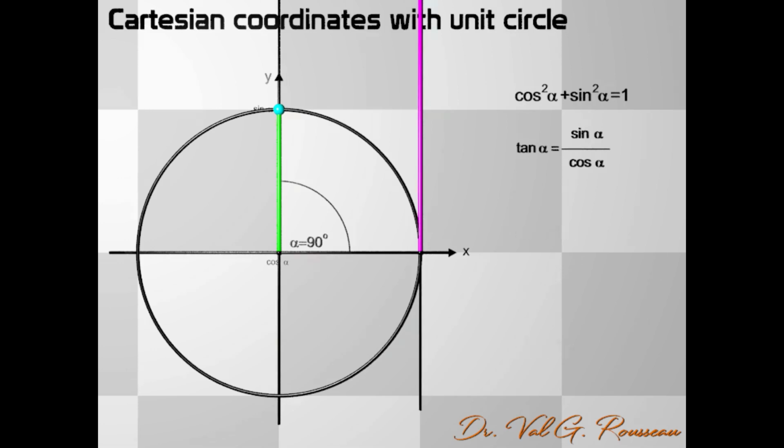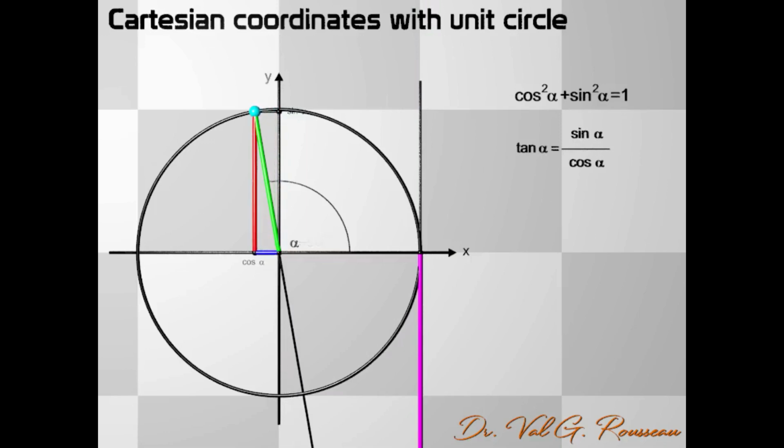Let us increase slightly the angle and look at what happens to the tangent. It suddenly jumped from positive infinity to negative infinity. Notice that now the angle is no longer acute, but the cosine has a negative value.